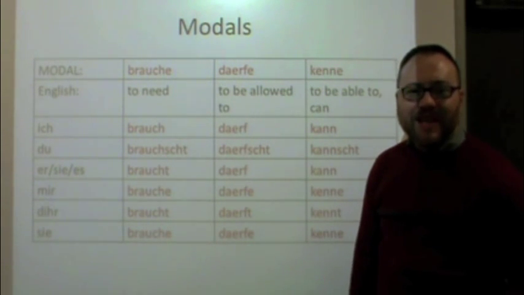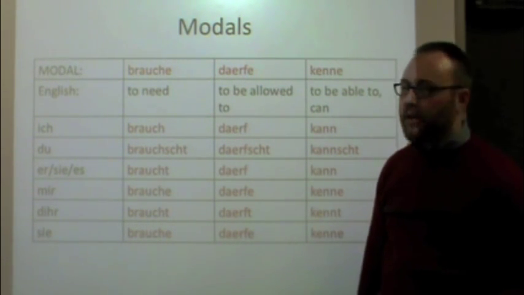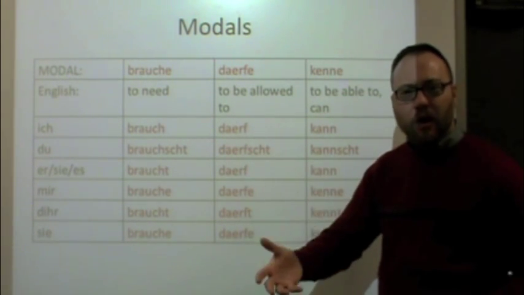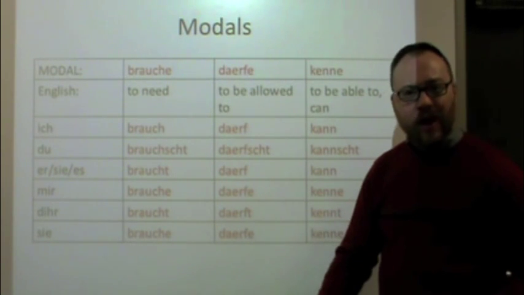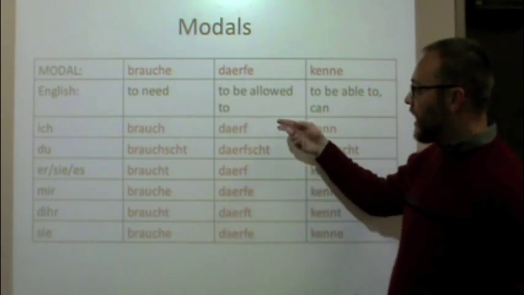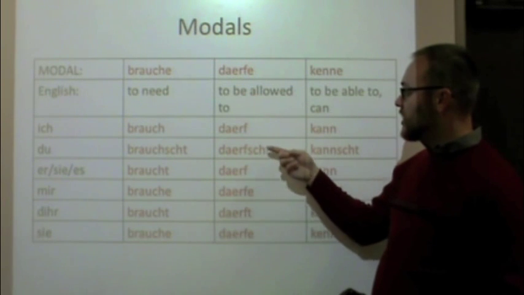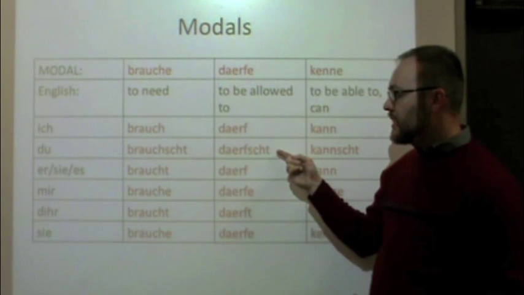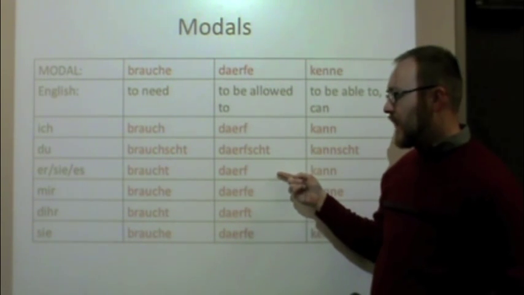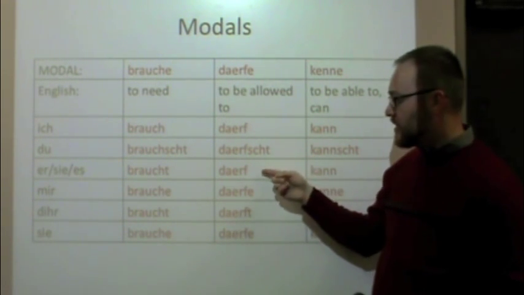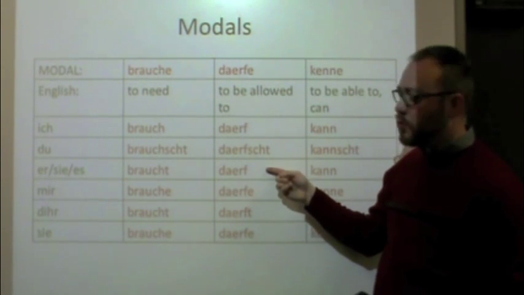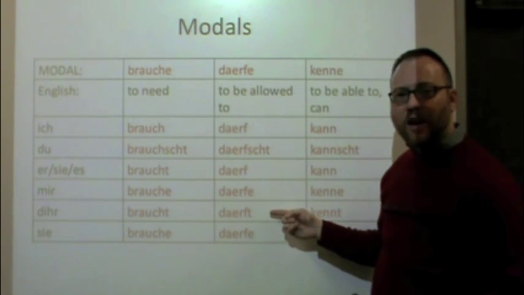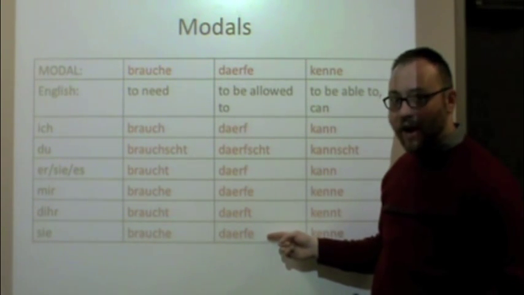Now we get into the next one. Darfe. Darf is the modal we use, which means to be allowed to. Like, I'm allowed to go visit my friend, for example. Okay. Now, again, this one isn't too bad as far as changing. Ich darf, du darfst, er, sie, es darf. Notice there's no T on this guy here, so it's weird. Mir darfe, dir darft, sie darfe.